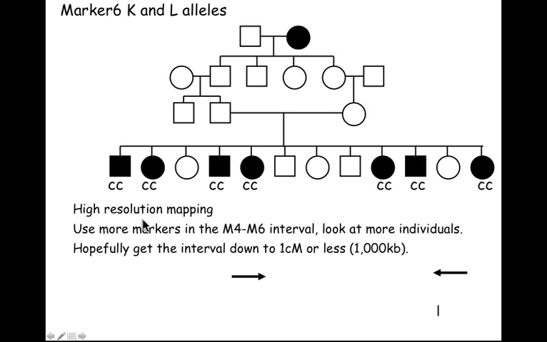And then basically, once you have done your low resolution mapping and gotten an idea where this gene is, then you can basically just get more markers. Because again, those SNPs and those microsatellite markers are very abundant, so we can find lots and lots of markers in between. And with any luck, you can get this interval down to about 1 centimorgan, or maybe even a bit less, which would be about 1,000 kilobases.